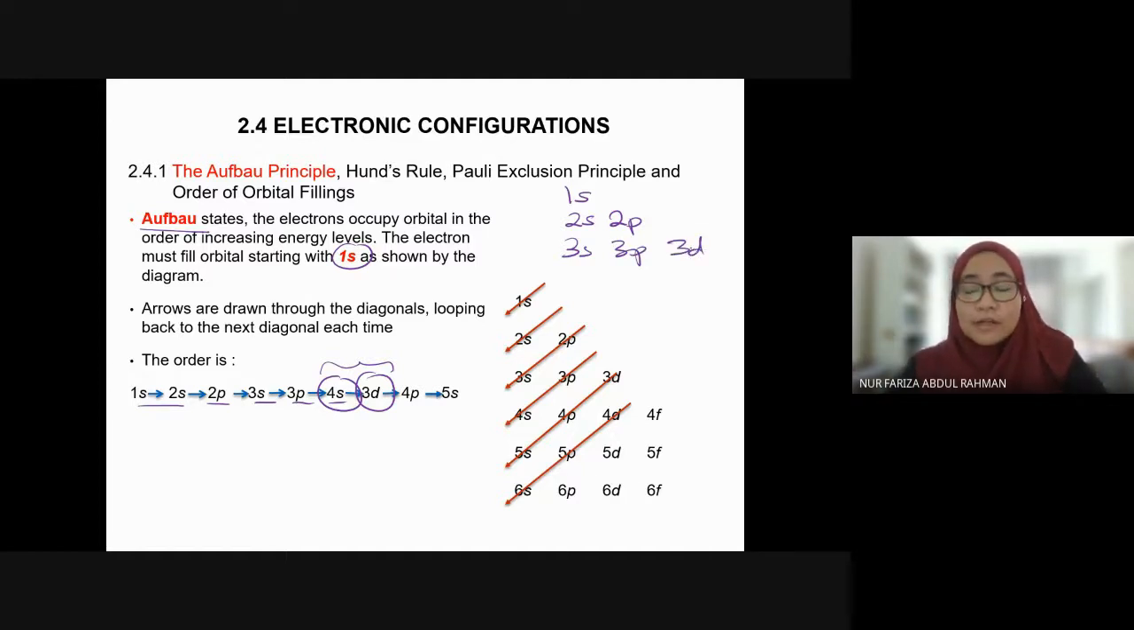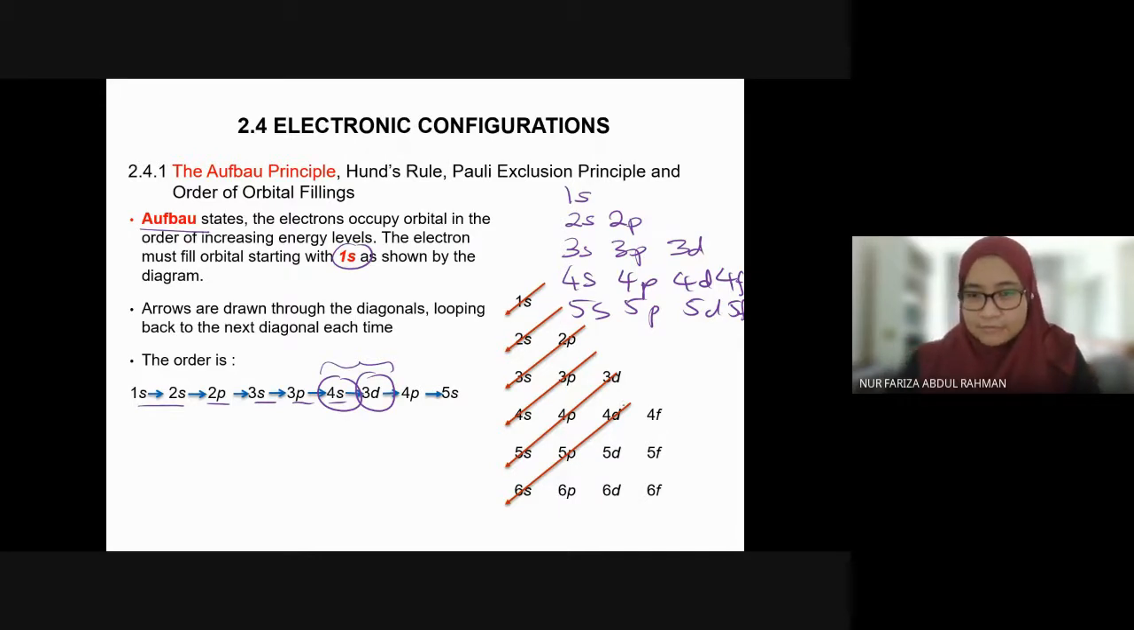D orbital is only available for n equal to 3 and above. For n equals 2, there is no d orbital, for the same reason as n equals 1 just now. And then so on, 4s, 4p, 4d, 4f, and 5s, 5p, 5d, 5f. Tapi ni dah banyak sangat lah ni.